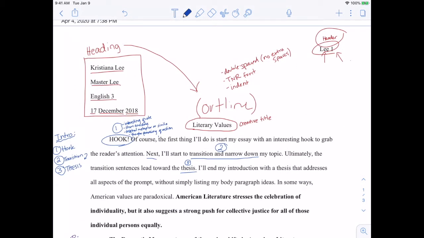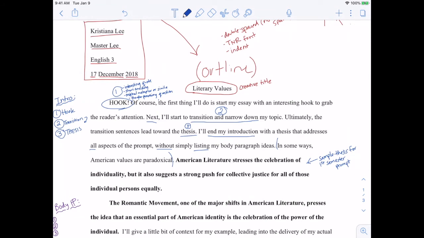Okay. Notice that it says I'll end my introduction with a thesis that addresses all aspects of the prompt without simply listing my body paragraph ideas. Remember that you don't want to do that. Okay. This was a transition sentence here into my thesis. In some ways, American values are paradoxical. And then here, I actually give you a sample thesis.